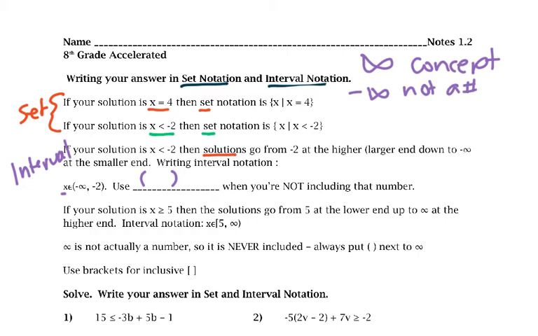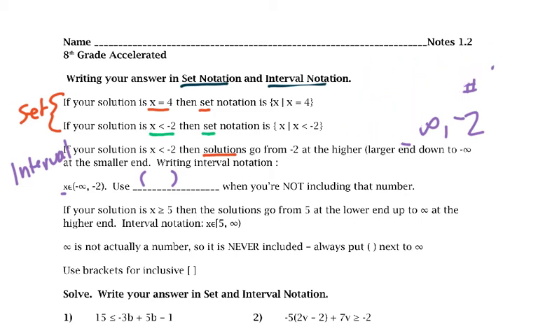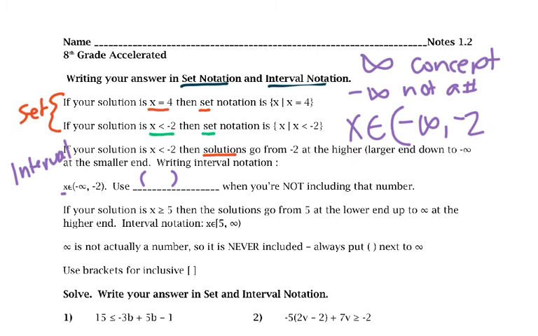Okay, so when we write it in interval notation, if I write x as an element of negative infinity to negative 2, I could include -2 if the graph dictated that, but I can never include infinity. So I'm always going to have parentheses around my infinity side of that. As we do more examples, actually I'm not going to erase that.